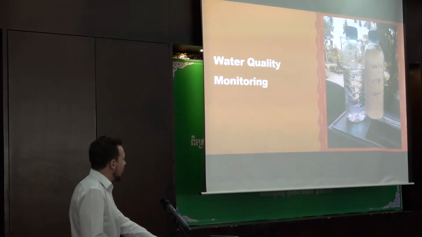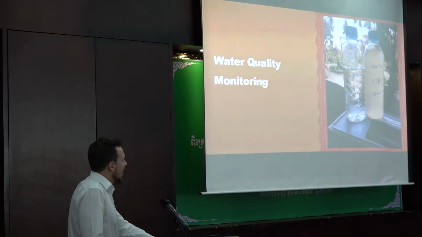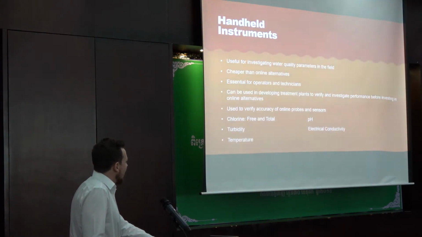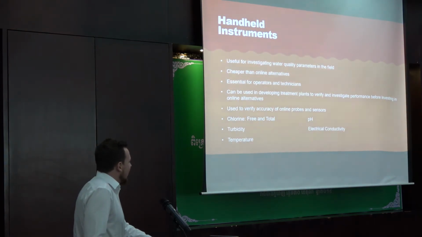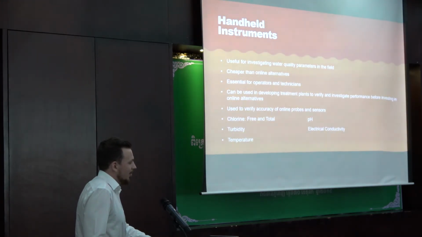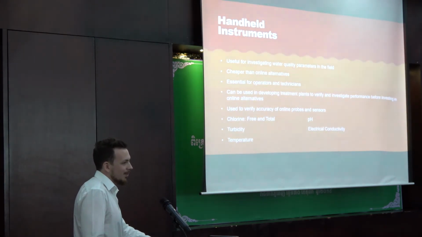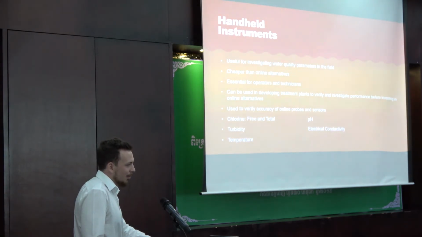Another thing that we try to implement in our visit is actual water quality monitoring. It's incredibly useful. We use handheld instruments at Southeast Water. They're essential equipment for field crews. They're cheaper than online alternatives. They're portable. But for applications in Cambodia, they can also be very useful instead of using online monitoring equipment.